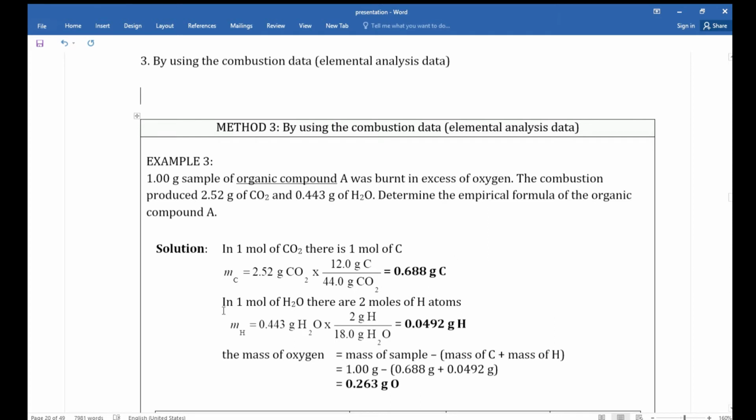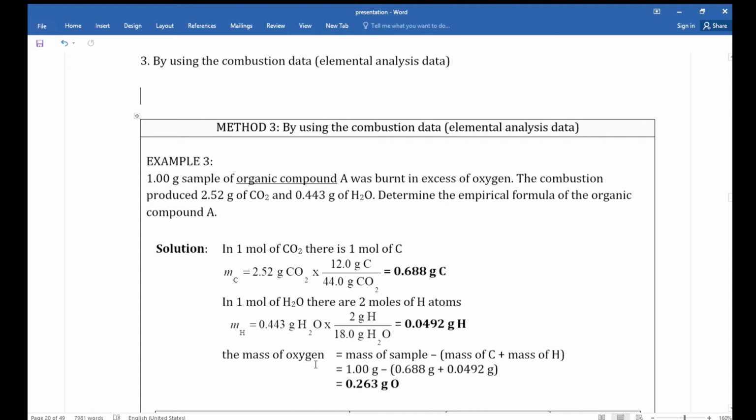The second step is to find the mass of hydrogen. So how to find the mass of hydrogen? Again, in 1 mole of water molecule, there are 2 moles of hydrogen atoms. Therefore, the mass of hydrogen is equal to 2 gram hydrogen divided by 18.0 gram water multiplied by 0.443 gram of water. So you will get the answer 0.0492 gram of hydrogen.